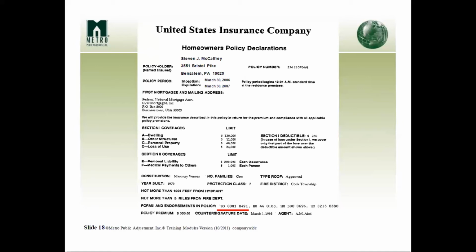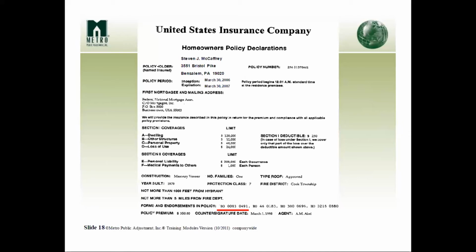Other structures is typically 10% of the dwelling number. And you can see that's true here. Your other structures includes detached garages, in-ground pools, sheds, and other improvements to the property that are not attached to the home. There has to be clear ground between whatever this structure is and the home. In the case of a pool, the cement does not count as an improvement when related to the in-ground pool. An in-ground pool is, by definition, another structure. The above-ground pool is considered personal property.